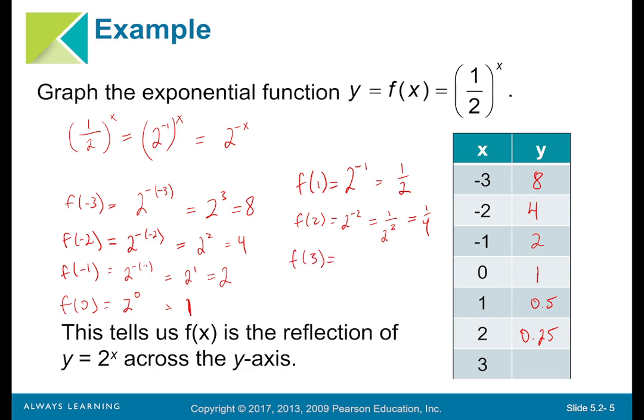Lastly, we have f of 3. That's 2 to the negative 3, which is 1 over 2 cubed, 1 over 8. That's 0.125.